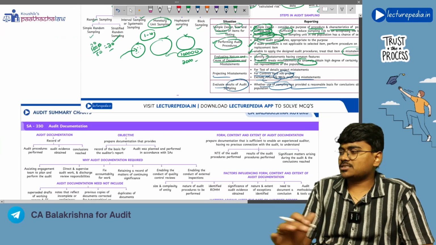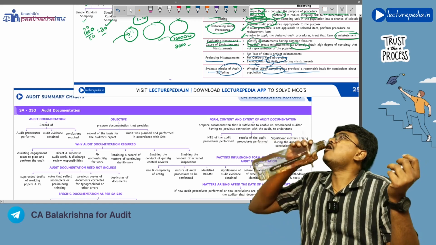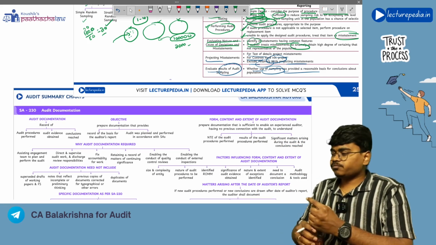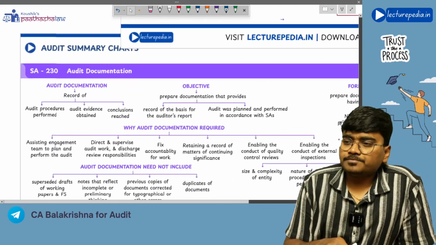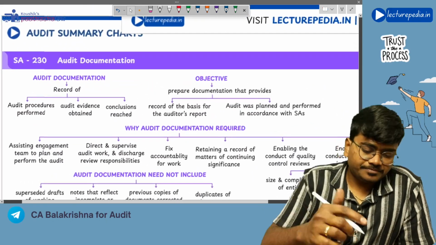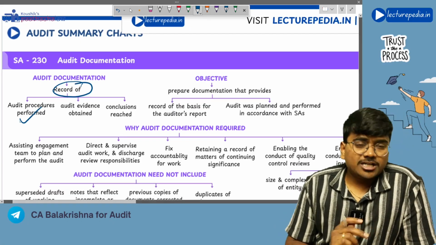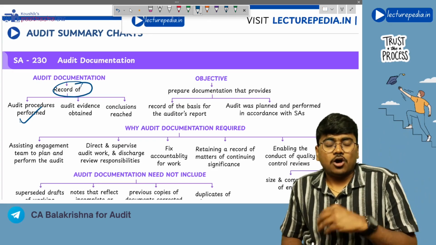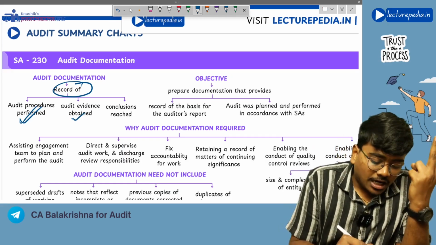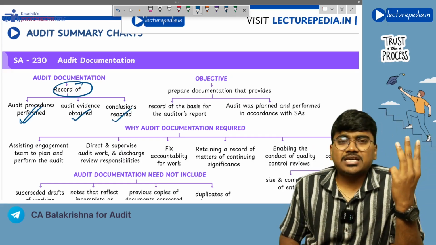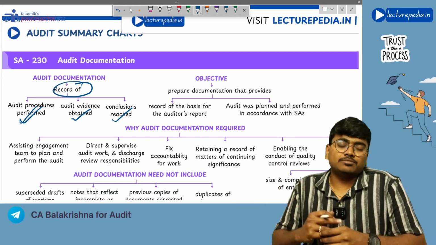Next, going to SA 230, which is audit documentation. So audit documentation, it is a record of audit procedures performed, right? Audit documentation is a record of 3 things: audit procedures performed, audit evidence obtained, and the conclusions that you have reached. If you combine these 3 things and maintain a record, that becomes audit documentation.